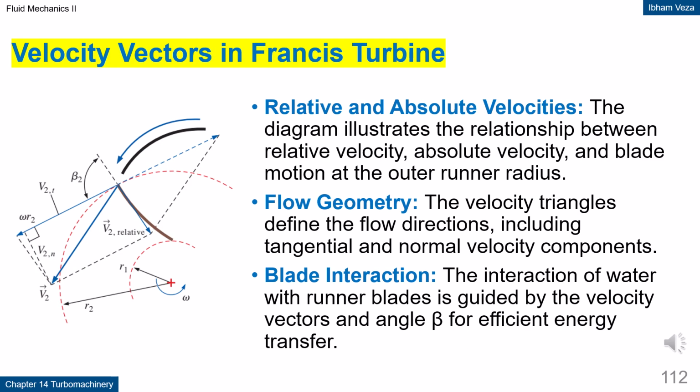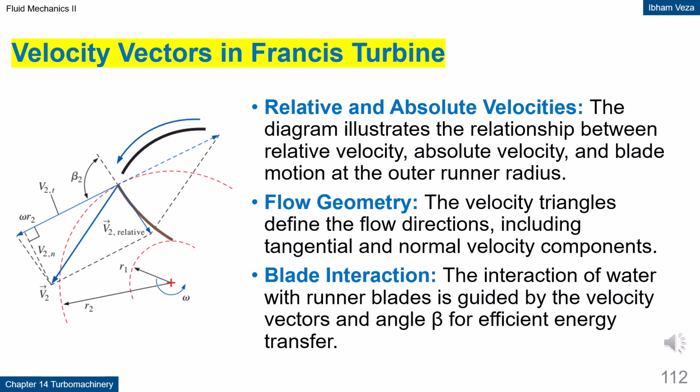Velocity vectors in Francis turbine. This diagram shows the relationship between relative velocity, absolute velocity, and blade motion at the outer radius of the runner. Velocity triangles are used to describe the direction and magnitude of tangential and normal velocity components.